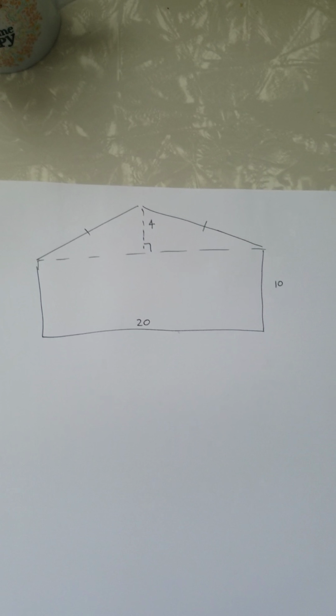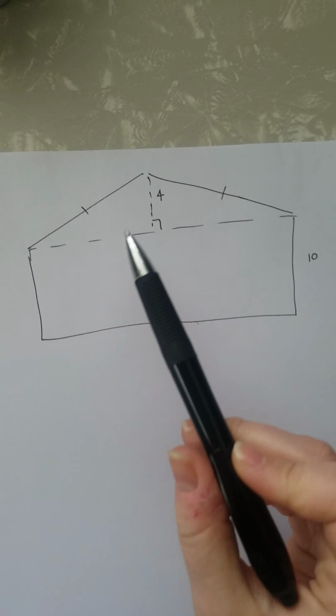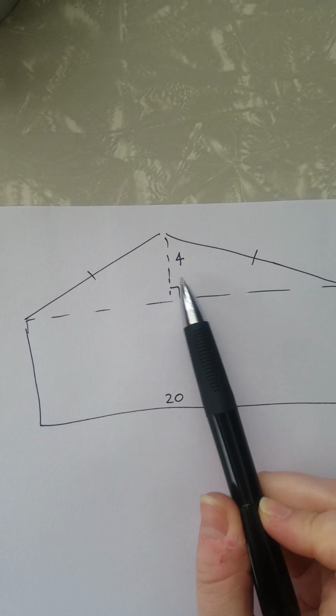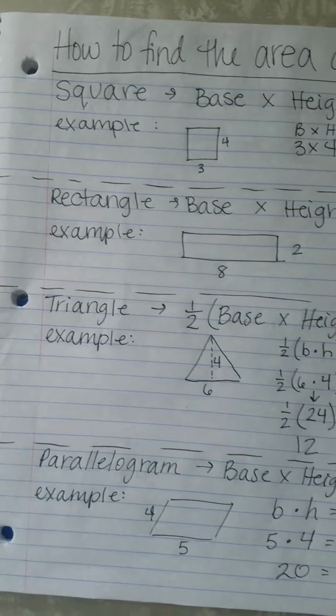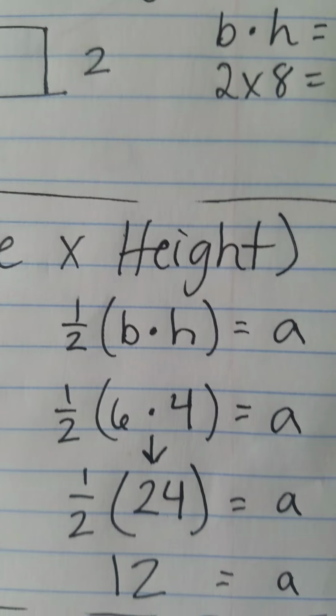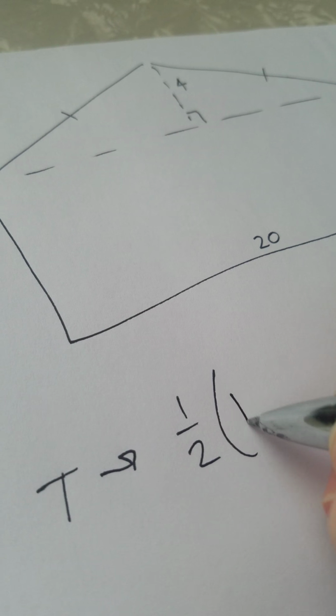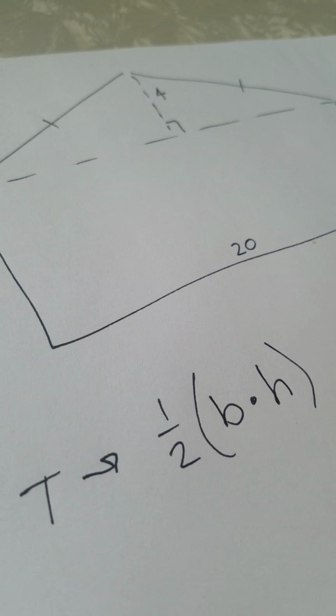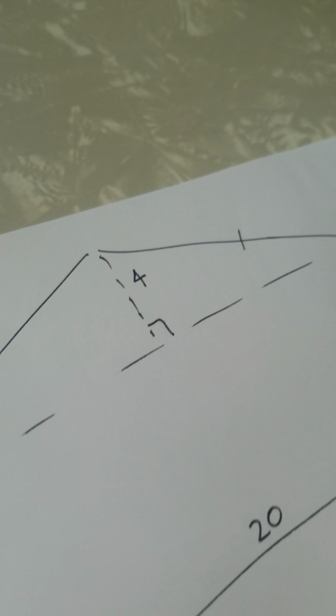Cool. How does that help us? Well, let's say we're trying to solve for the area of just these triangles. I look back, look at the triangle formula. Okay, 1/2 base times height. So I'm going to write this down really quick. Triangle formula is 1/2 base times height. Okay, now I need to find what the base and height are.